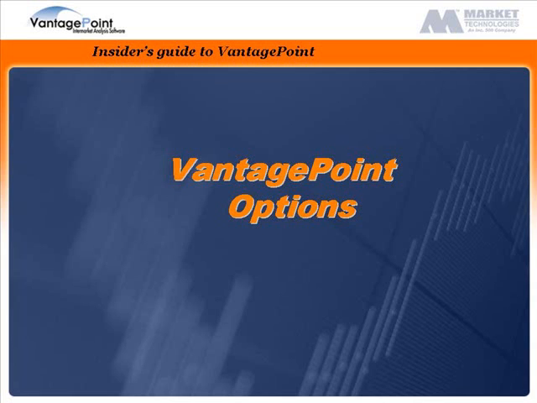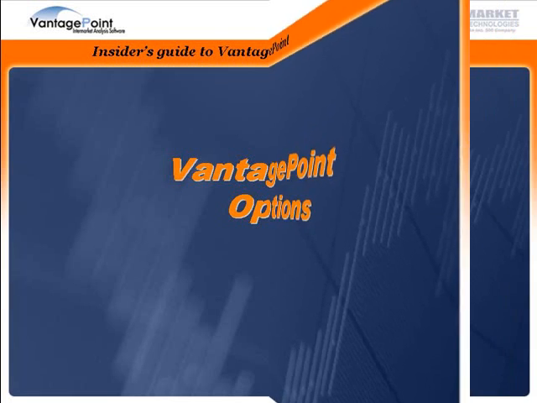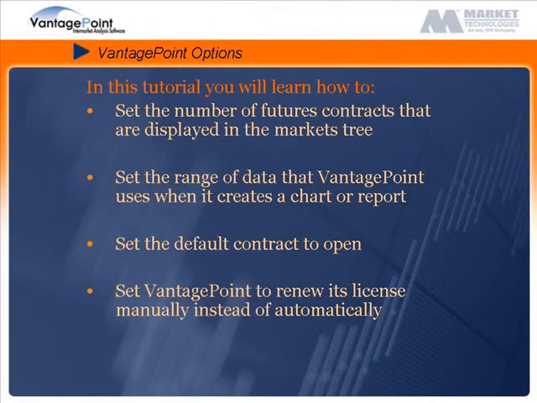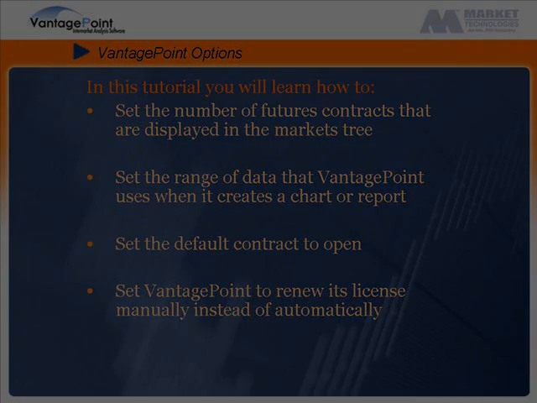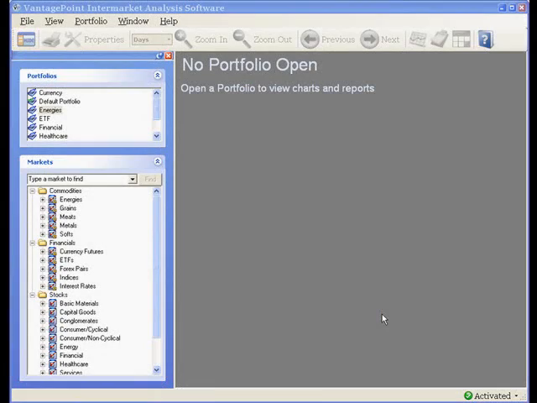This tutorial describes VantagePoint options. During this tutorial, you will learn how to set the number of futures contracts that are displayed in the markets tree, set the range of data that VantagePoint uses when it creates a chart or report, set the default contract to open, and set VantagePoint to renew its license manually instead of automatically.